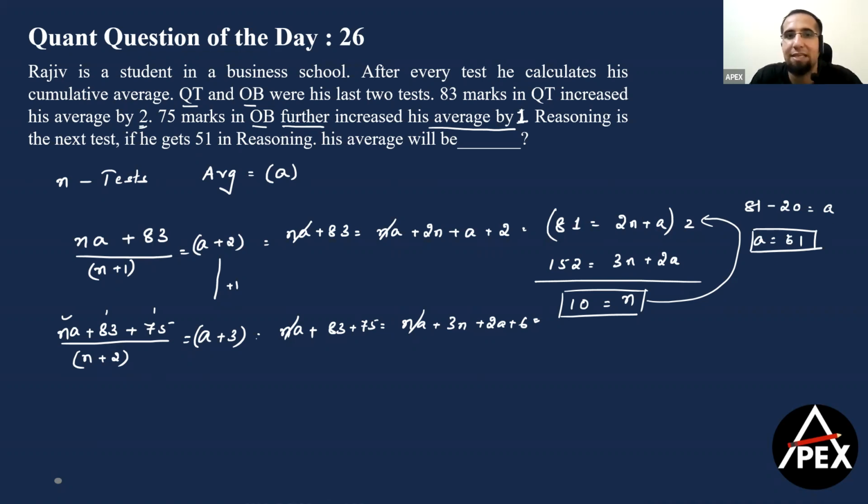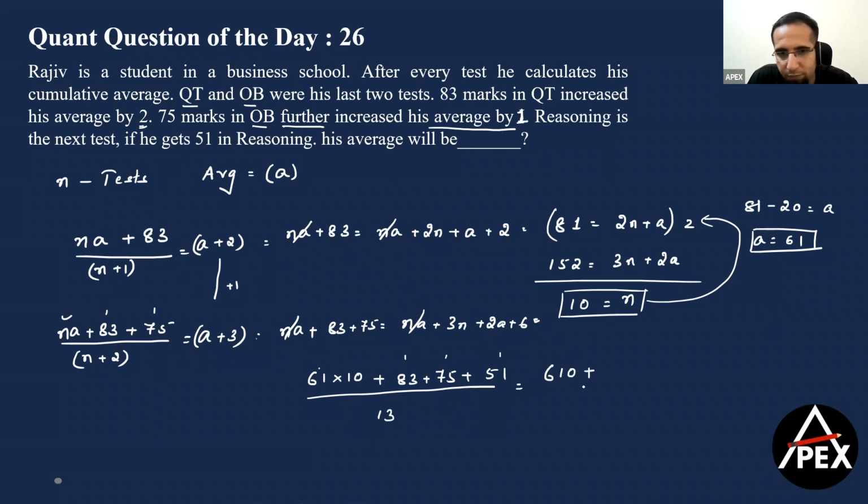Now the question says if he gets 51 in reasoning, then what will his average be? That means I want the cumulative average. So the current sum total is 61 into 10, that is N into A, plus 83, plus 75, plus 51 in reasoning, divided by the number of subjects, 10 subjects, 11, 12, and 13, so divided by 13. That will give us a total of how much, guys? So this will give you 610, and 83 plus 75 is 158. 158 plus 51 gives me 209, divided by 13, which will give us how much?